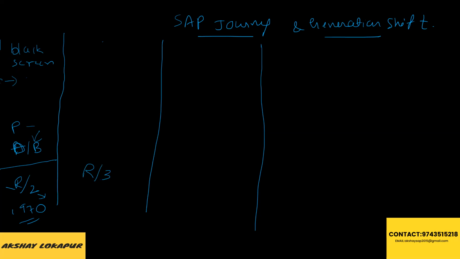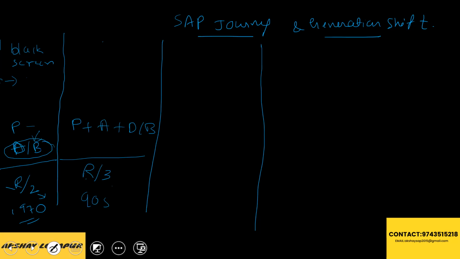This is a SAP signature product. They introduced SAP R/3 somewhere around the 90s. R/3 means real-time three-tier architecture. Three-tier means we have the presentation layer, the application layer, and the database layer. Now all our ABAP logic is sitting in the application layer, and only data is stored in the database layer.